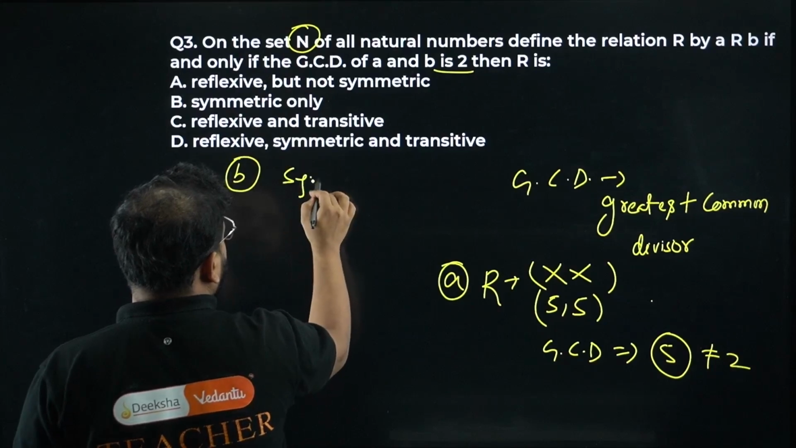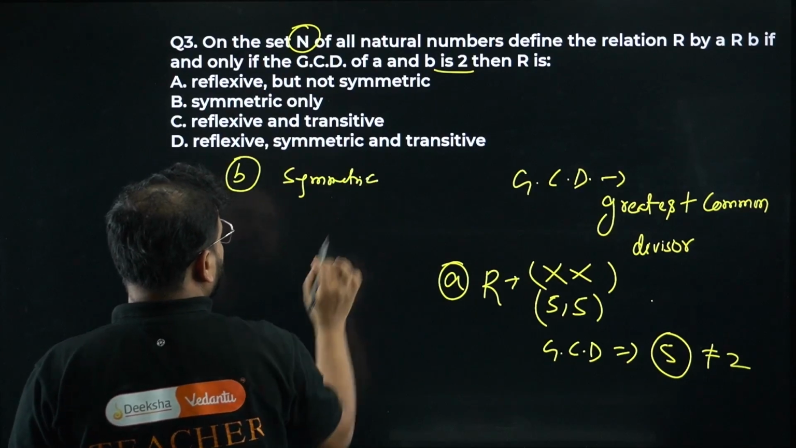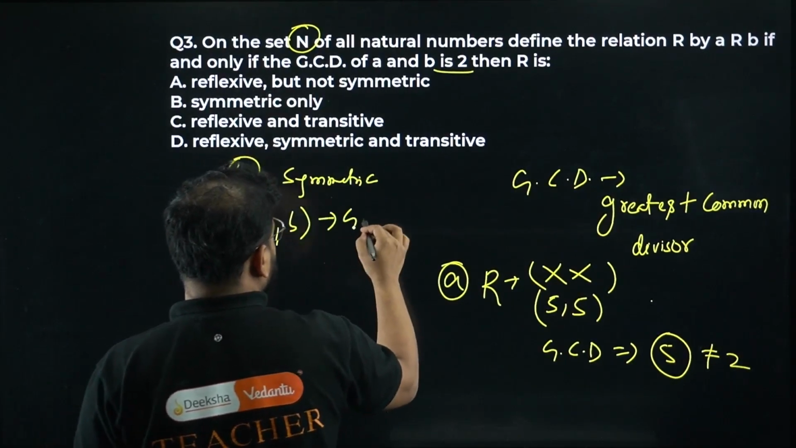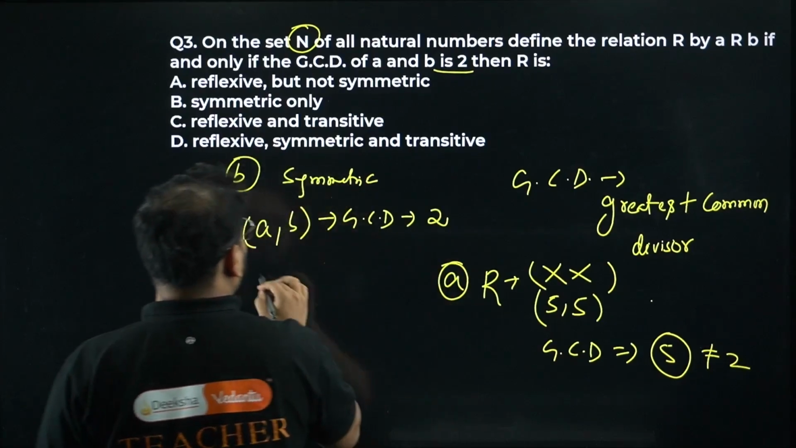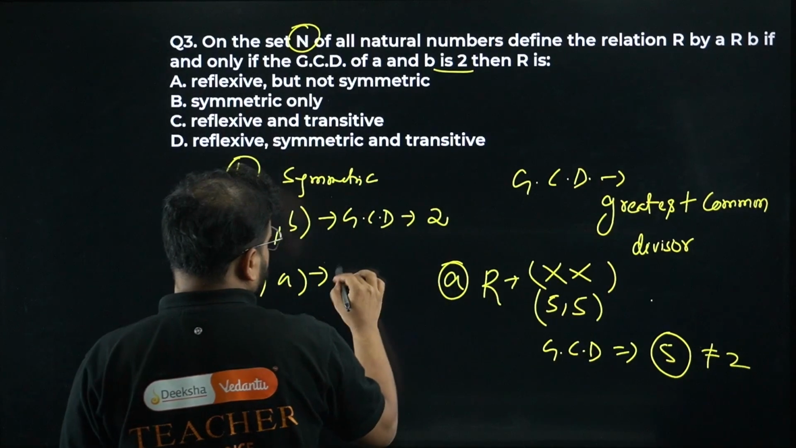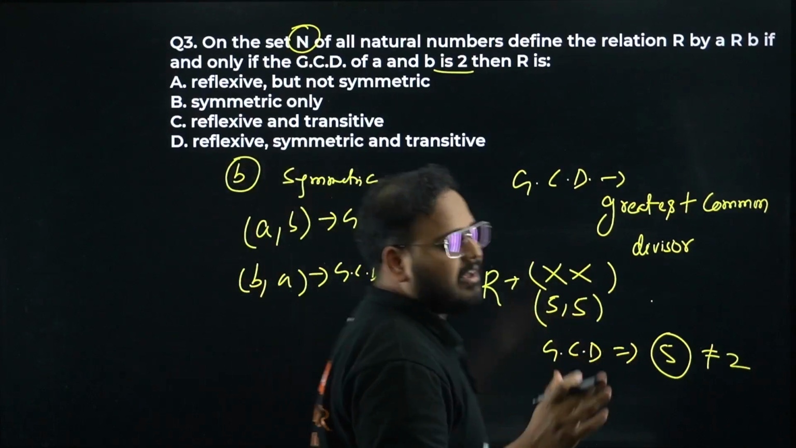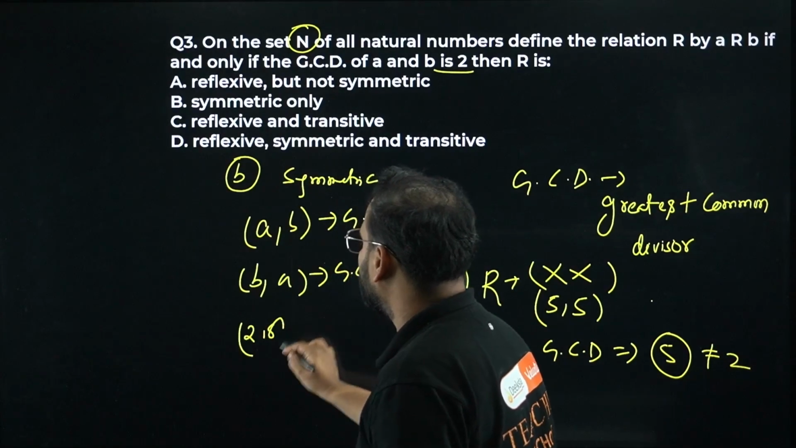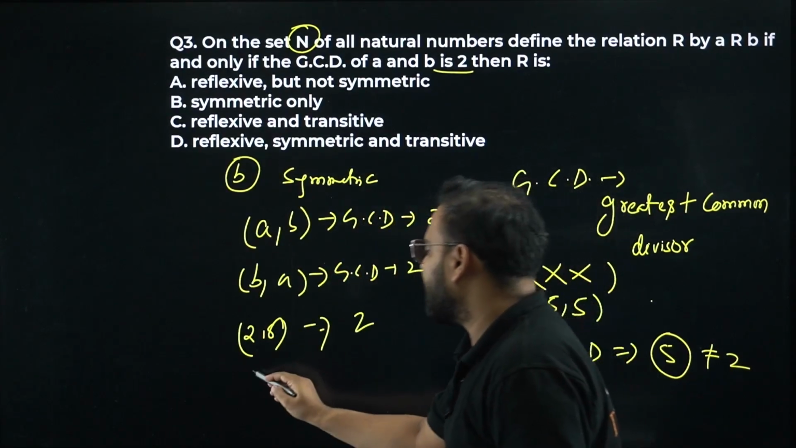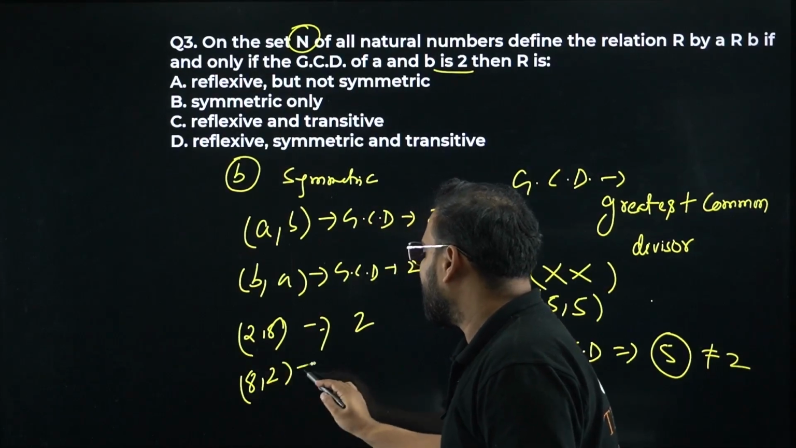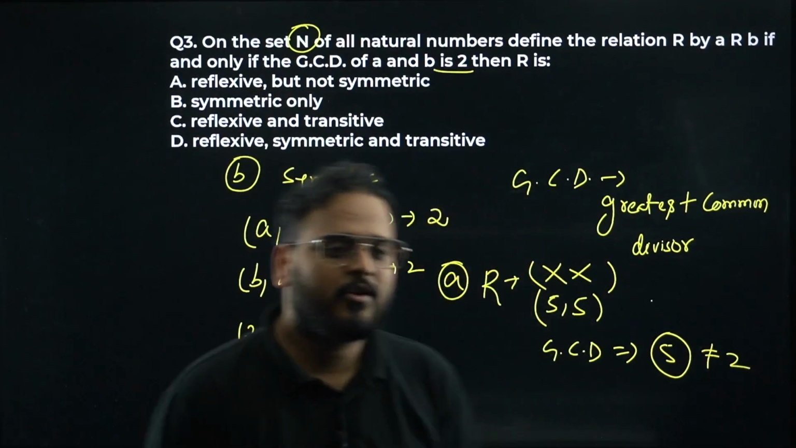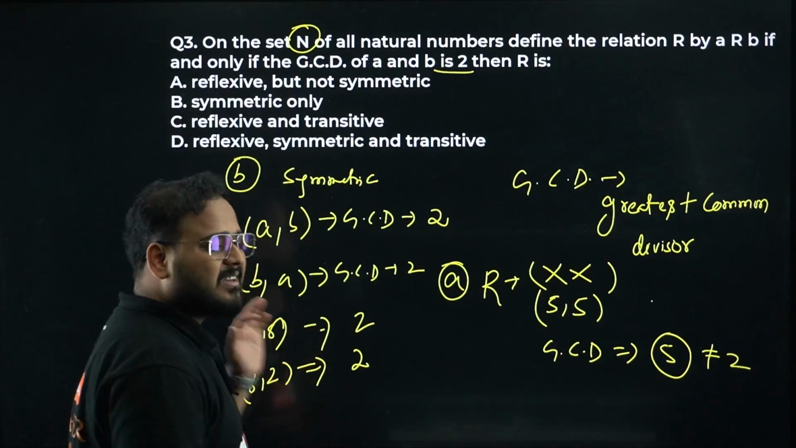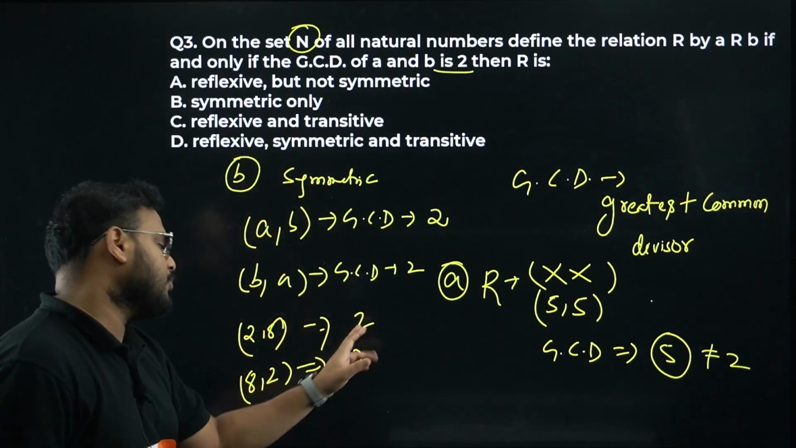Let's check the symmetric. For the symmetric part, have a look. If the GCD of A and B is 2, then of course for B and A also it will remain 2, no? Think about it. Let's say I take the ordered pair 2, 8. The GCD is 2. If I take the ordered pair 8, 2, I'll have GCD again as 2. The highest common divisor, basically HCF, of 2 and 8 is 2, and of 8 and 2 is also 2. GCD means greatest common divisor, same as HCF.